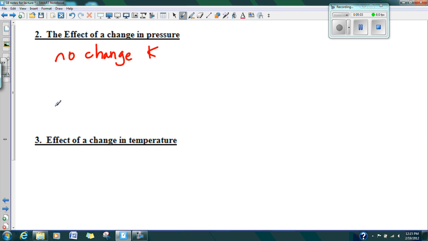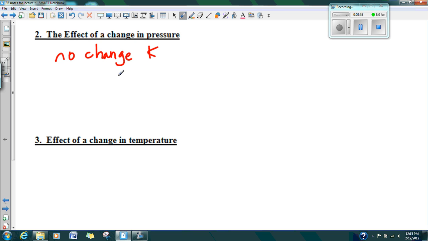So in the same way that I just talked about, if I add or remove a gaseous reactant or product, the same result happens as in step 1 when I talked about concentration. It's going to shift away from the added material. If it's removed, it's going to shift in that direction.